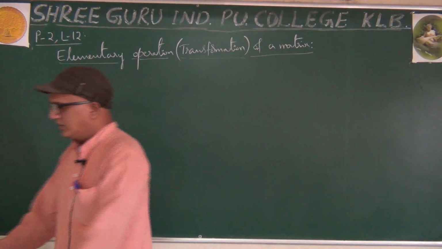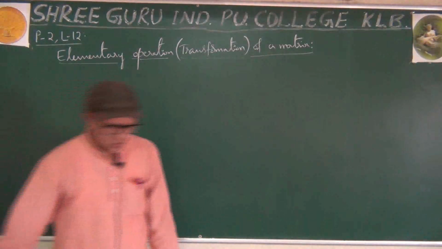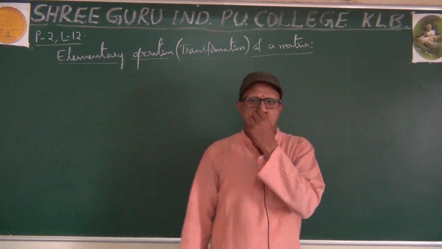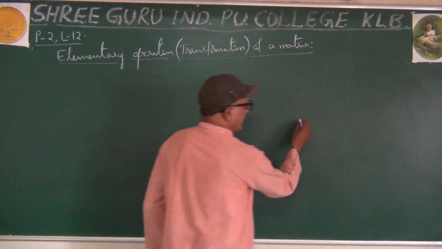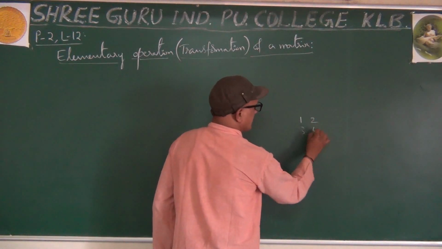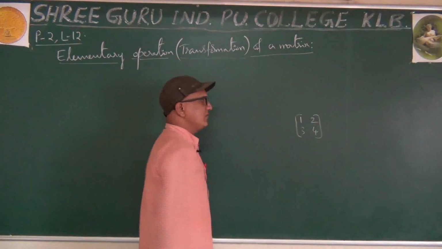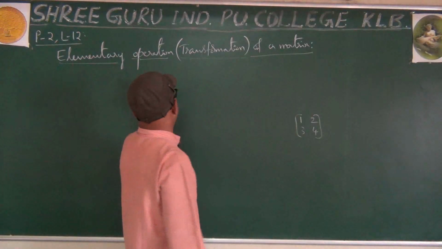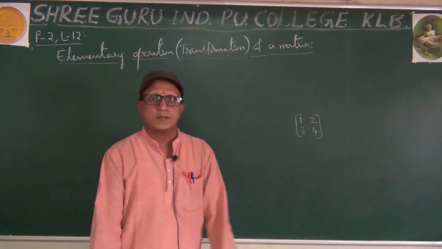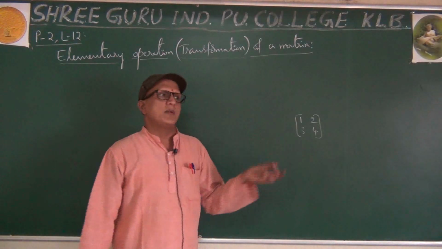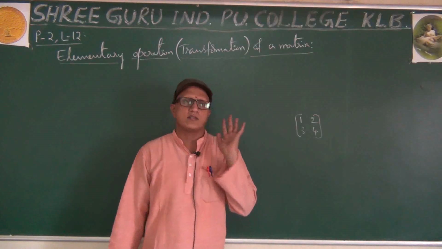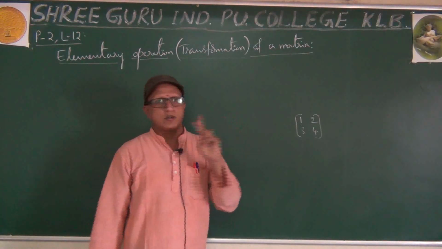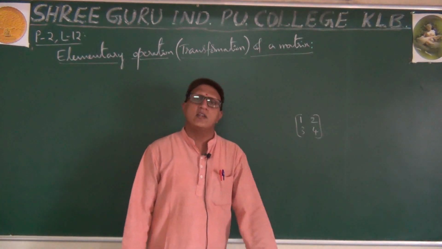Sir, how do they ask the question in the exam? They ask in a simple way: find the inverse of the matrix by using elementary operation. In this elementary operation, there are two types: row operation and column operation. Chances are there to ask any one.